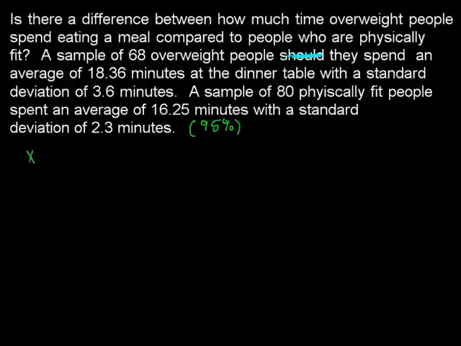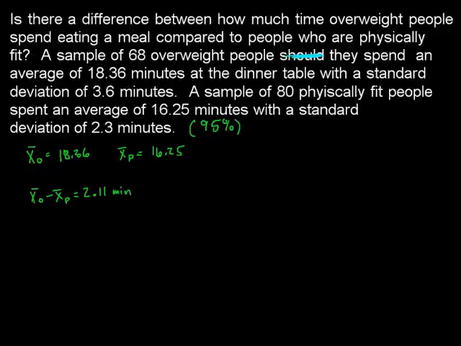Well, the first thing we need is the mean for overweight people, so I'll use an O there for overweight, and that was 18.36. And then we need the mean for physically fit people, so I use a P there for physically fit, and that was 16.25. So what difference did we observe? Well, we observed a difference of 18.36 minus 16.25. We had an observed difference of the overweight minus the physically fit of 2.11 minutes.